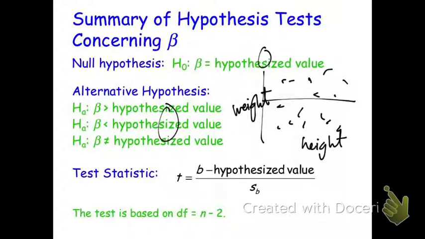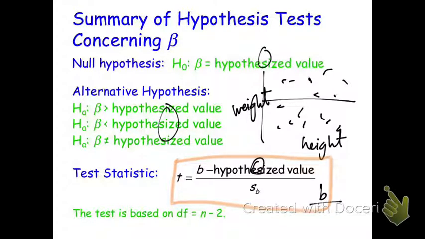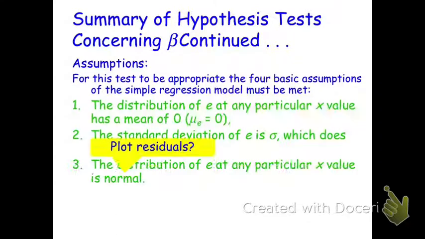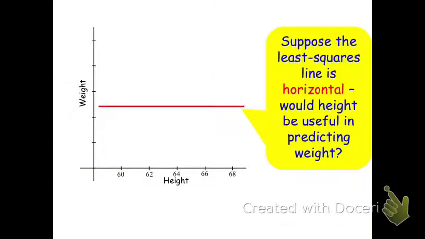The null is that there's no linear relationship at all, but you're proving them wrong. So you're proving that there is a linear relationship. The formula is B, or slope, minus the hypothesized value, which we always said is 0, divided by SB. So you can just memorize B over SB. The same assumptions apply, remember, we're going to do that next class.